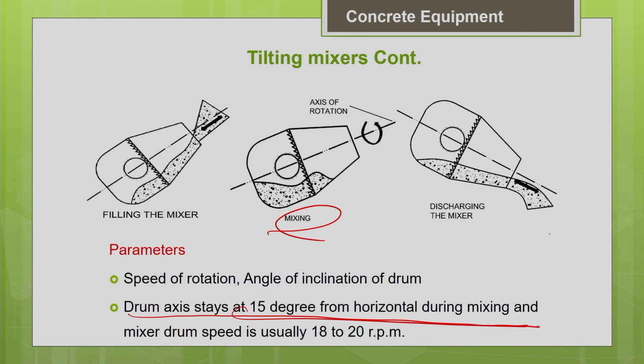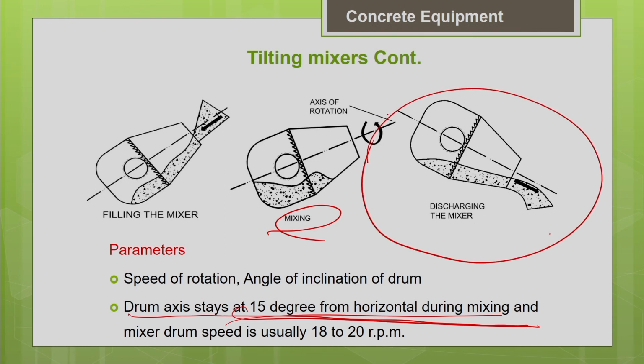So this is a commonly adopted angle of inclination, and while discharging, as you know, you can completely tilt the drum. And the mixer drum speed, which is recommended by the manufacturer, is 18 to 20 RPM.